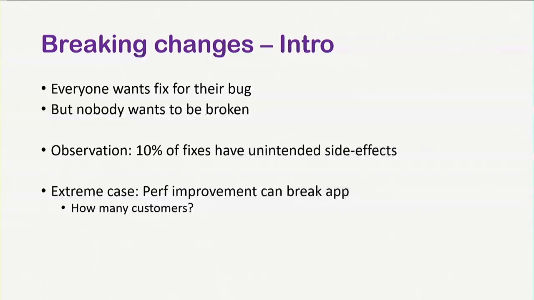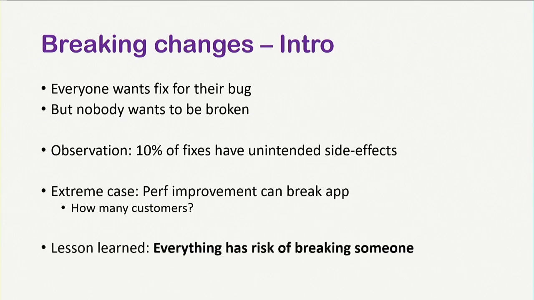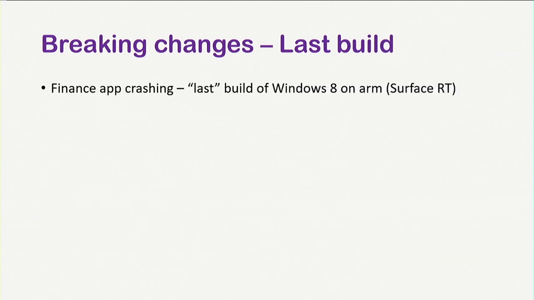What do you do in such cases? Well, unless it's lots of customers and everyone is screaming at you, you tell the customer, sorry, it was a bug in your code, you've got to fix that. You depended on something unintentionally that you should not have. Tough luck, because otherwise you couldn't change anything. If you cannot even do perf improvements, what do you do, right? It's a harsh life. The lesson learned from these things is that everything has a risk of breaking someone, everything. And I'm going to have a couple of stories that demonstrate that very nicely.